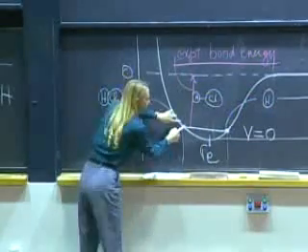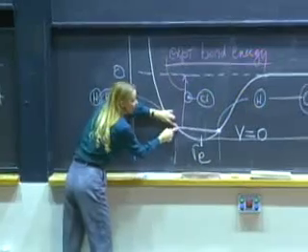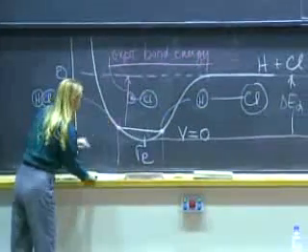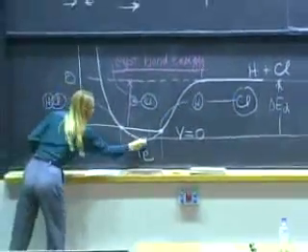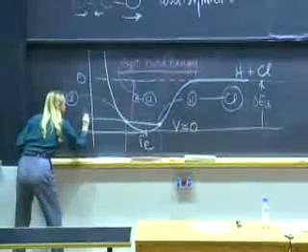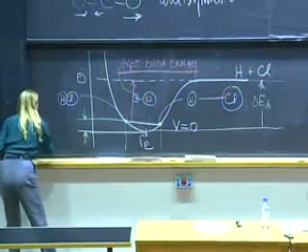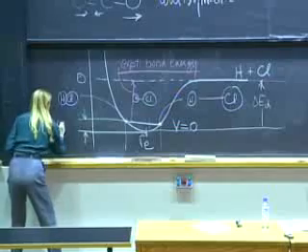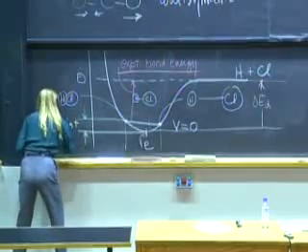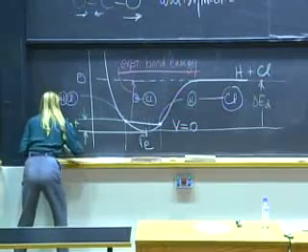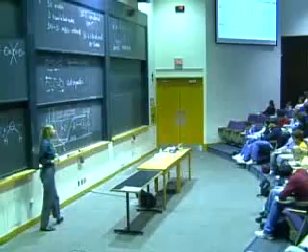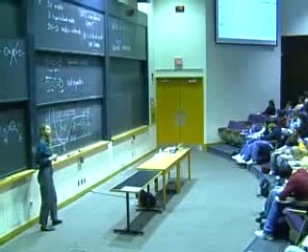The difference between where this level is and the bottom of the well actually has a name. That difference is called the zero point energy. And I'll explain that in a moment when we look at the energies a little more carefully.